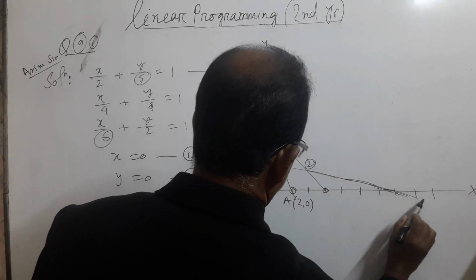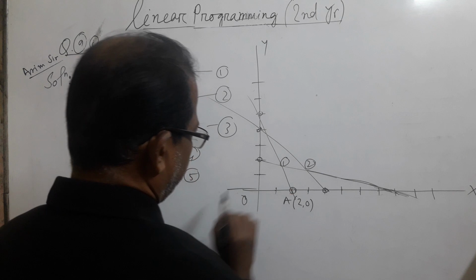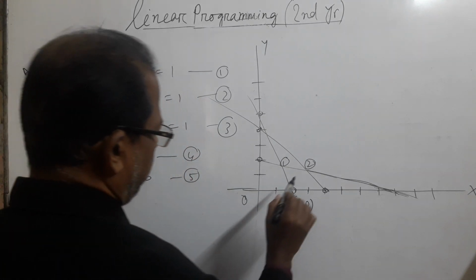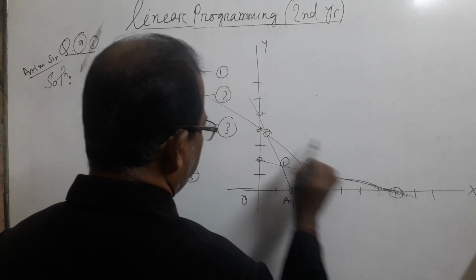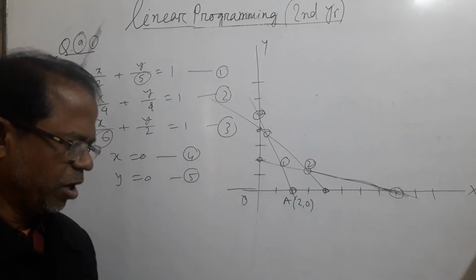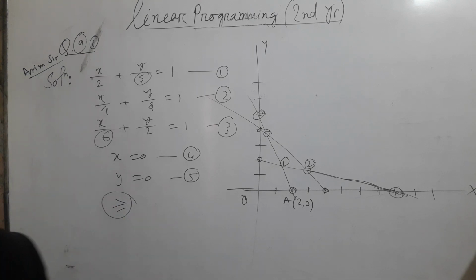This is the third line. A, B, C is the main point. Main point, that is this point, this point, this is the point, and this is the point. Because all equations are greater than.